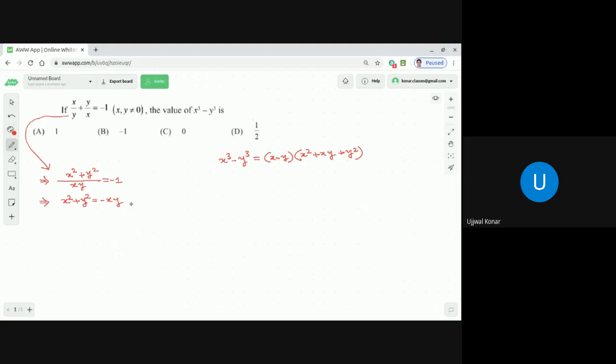Now that value of minus xy, let's apply here. What we are going to get then? X minus y. So instead of x square plus y square, we write minus xy, and xy is already given, minus xy plus xy, that is equal to 0. Clear or not clear?